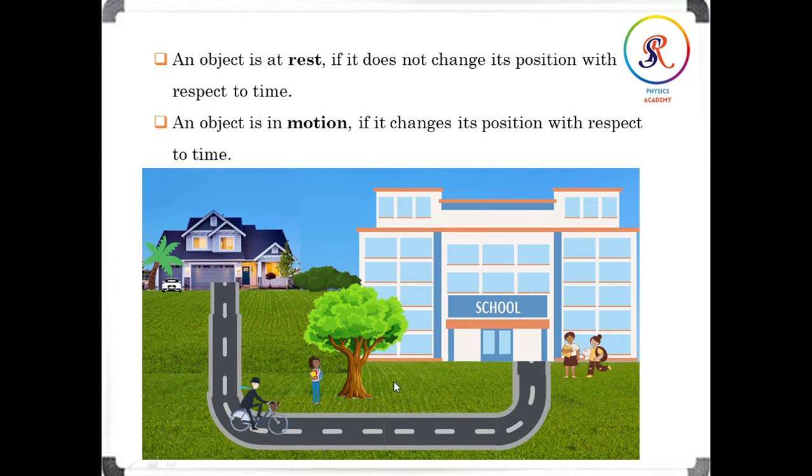Let us look at the picture. The girl beside the tree is resting. For her, the cyclist on the road is in motion as it changes its position with respect to its surrounding and time.